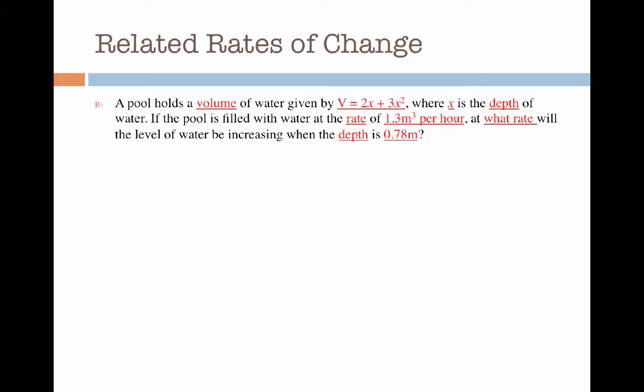Let's start with what we want to find from the question. We want to know what rate the depth is changing. So depth is being represented by the letter x, so we want to know the change in x with respect to time t. We're given the volume of the water as V equals 2x plus 3x squared, so I'm going to differentiate that formula in order to get a rate of 2 plus 6x for the change in volume with respect to the depth.